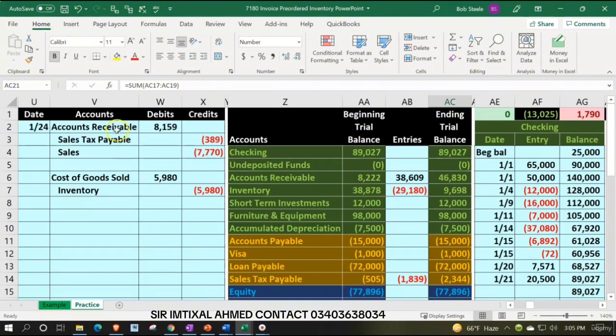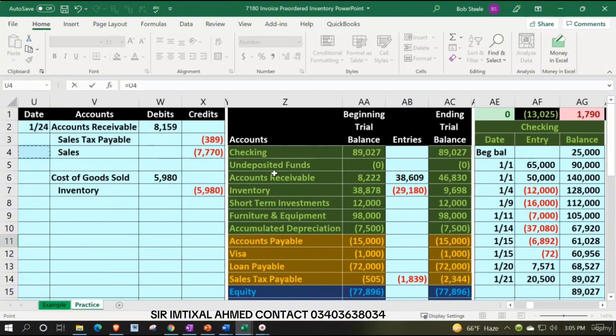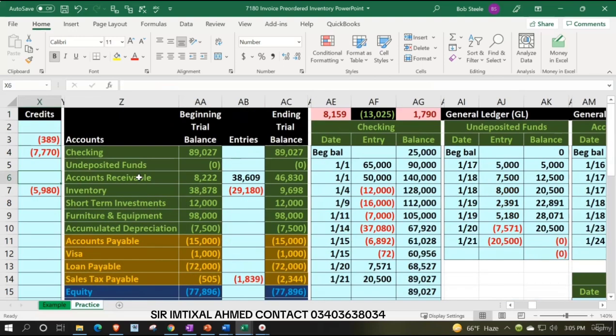Let's post it to the GL now. So now we've got the accounts receivable here. That's the third account on the trial balance, therefore a third account on the GL as well. This is on 124. We're in cell AN11. We're going to say equals and scroll on over to the wall, picking up that 8159 and enter, bringing the balance up from 838,672 by the 8159 to the 46,830. We're out of balance by that same amount, and the accounts receivable has that 46,830 in it.